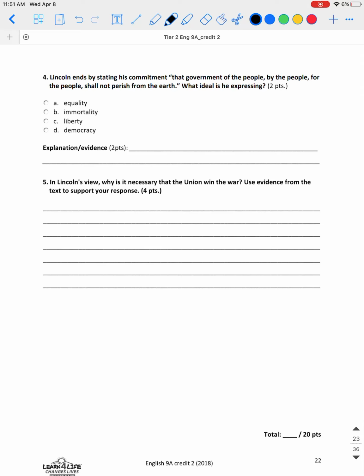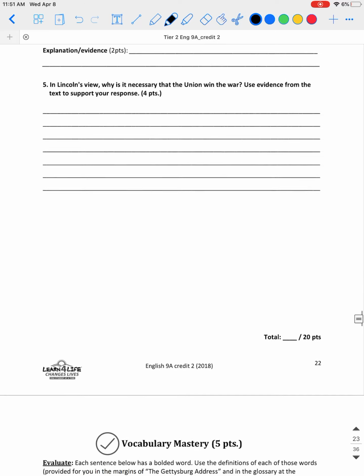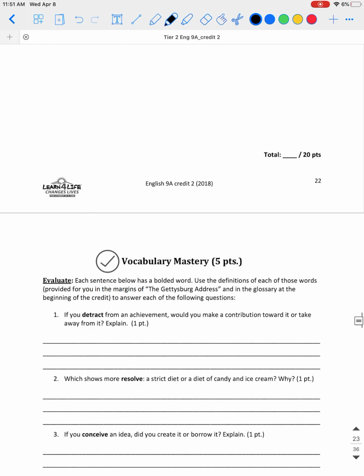And number 5, in Lincoln's view, why is it necessary that the Union win the war? Use evidence from the text to support your response. Again, in Lincoln's view, why is it necessary that the Union win the war? Use evidence. So if you have your notes in your text, this shouldn't be too hard for you to find evidence. This part of the mastery check is worth 20 points. When you're done with that, you can move on to the vocabulary.